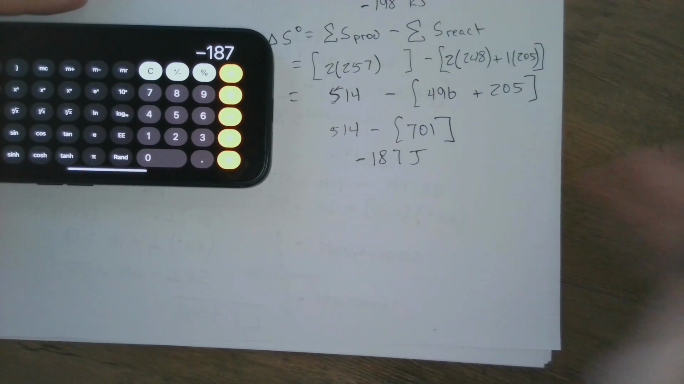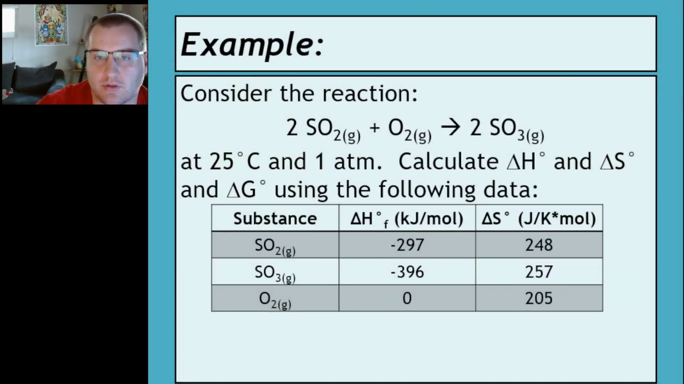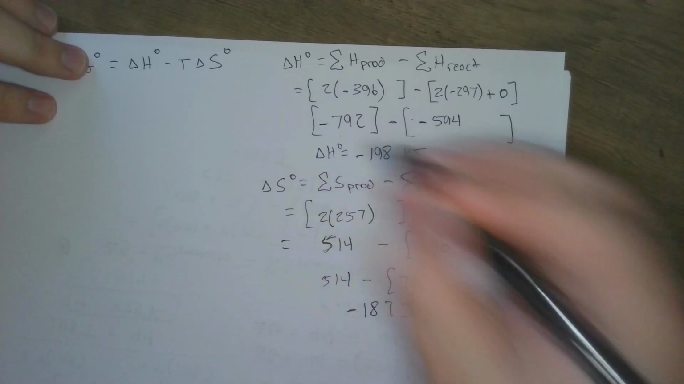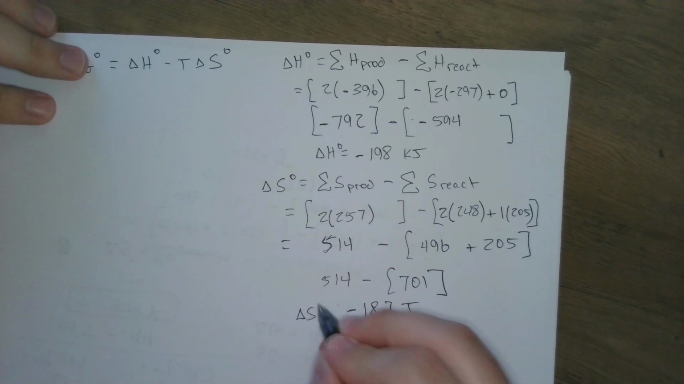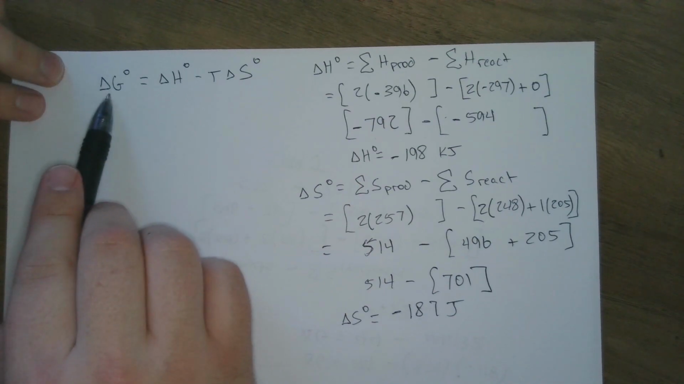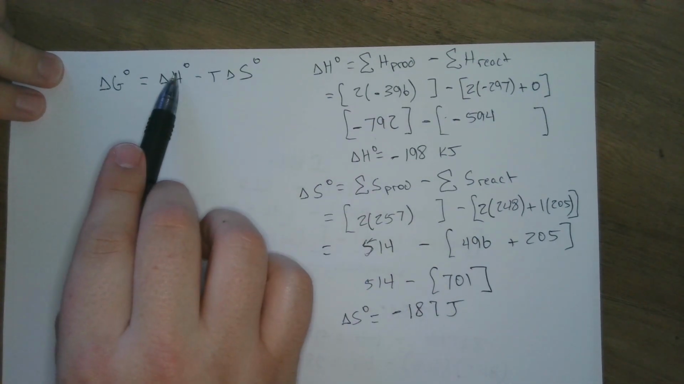Now, entropy usually is given to you in joules. If we check that data table, it's given to us in joules. So we need to be careful about that. Those are our first two answers. We're looking for delta H. We're looking for delta S. Okay, but now we need to find delta G. So we're just going to plug our answers into this equation.